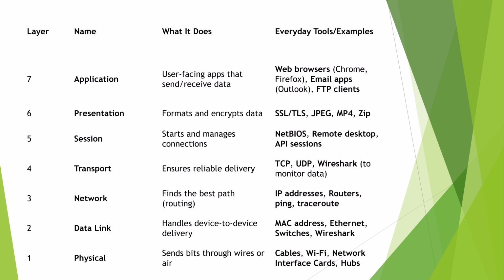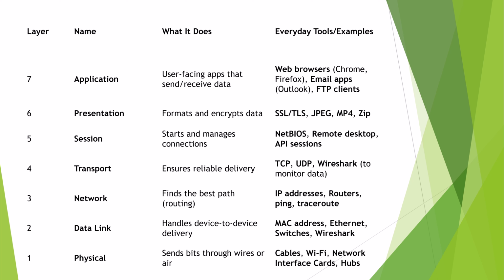The last and the final layer is the physical layer. It sends bits through wires. The examples are the cables, Wi-Fi, network interface cards, and hubs.